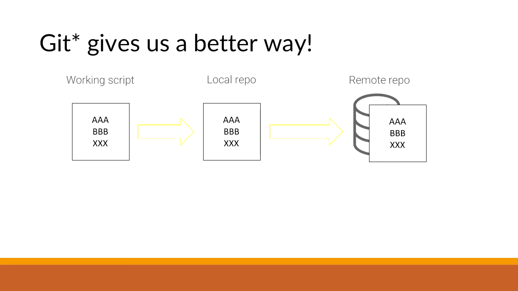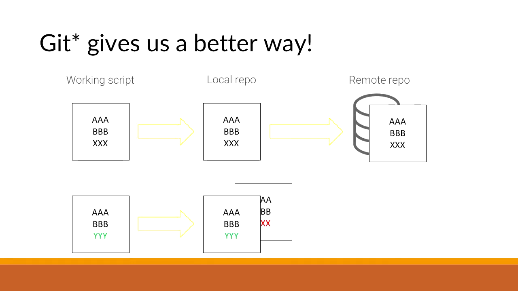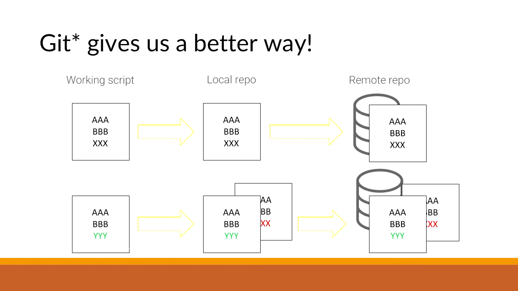So, okay, we get back to our script and we make some changes. When we commit this version to our local repo and subsequently to our remote repo, you can see that instead of overriding the old version, Git treats the current commit as the latest version, but keeps track of the previous changes that have been made.